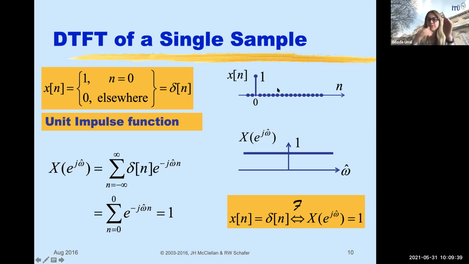Remember, this is again a very similar dual relation. A very narrow signal in time is a constant signal in frequency. So we know this. This is a Fourier transform pair, very similar to what we studied last week in continuous time. Impulse function, its Fourier transform is a constant function in the frequency domain.